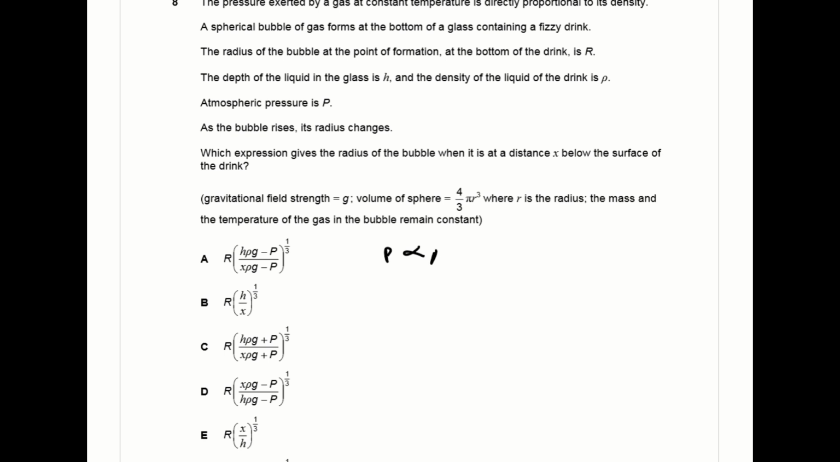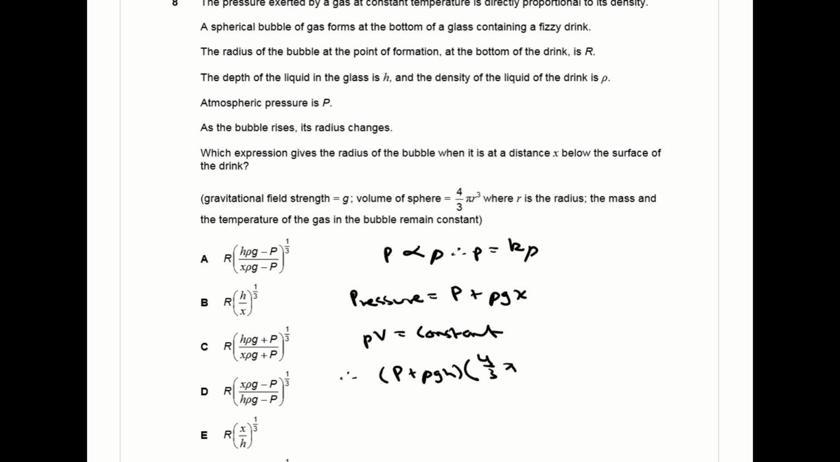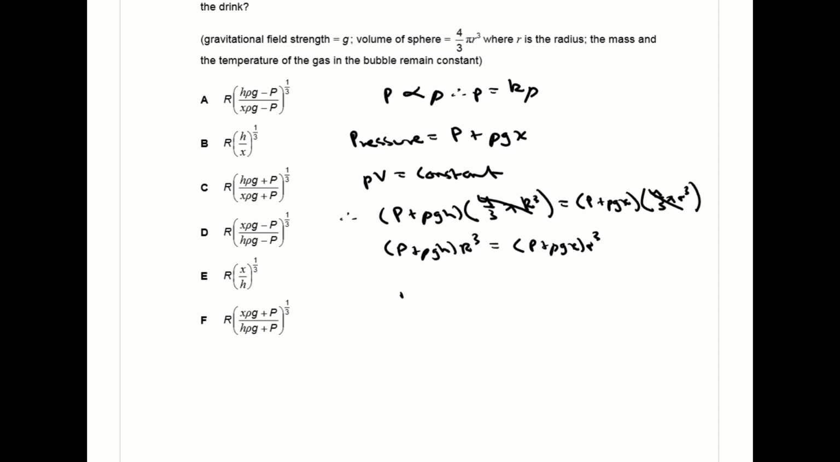For question 8, you're told that the pressure is directly proportional to the density. So you can write this as P is equal to K times rho, where K is the constant of proportionality. You then want to be using the equation PV equals constant to obtain a relationship between the pressures and the volumes at a depth h and at a depth x, bearing in mind that the pressure also includes the atmospheric pressure P. So you can write out PV equals constant for both depths and rearrange the equation to obtain the radius r at a depth x as equal to (P plus rho gh over P plus rho gx) to the power of a third times the radius capital R at a depth h, which is c.